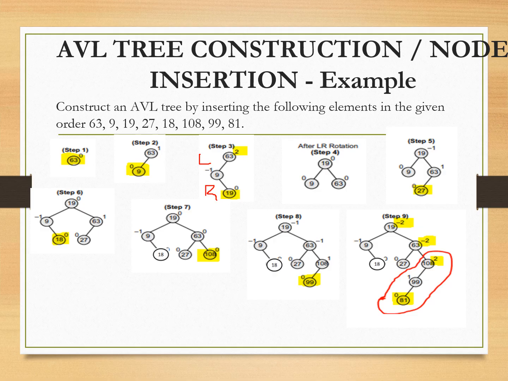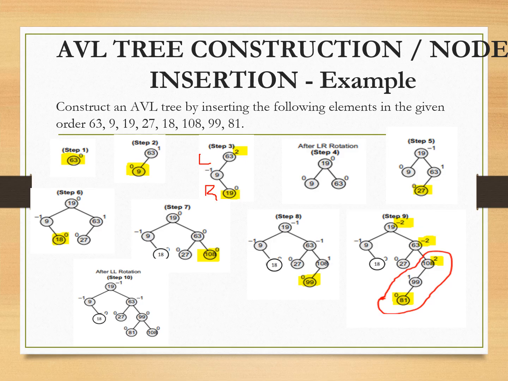So when I rotate right, what will happen? This 108 will come to the right of 99. Yes, 108 comes to the right of 99. And now after rotating, again check for the balancing factors. It holds. So this is how AVL trees are constructed.